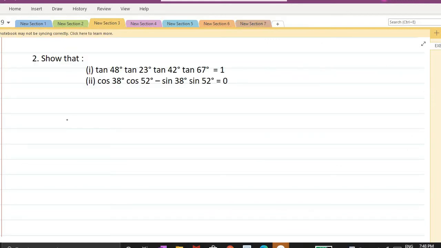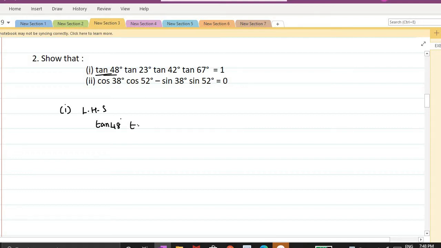Sum number 2: show that, first subdivision, tan 48 degree into tan 23 degree into tan 42 degree into tan 67 degree equals 1. So in the first subdivision, I am going to take the left hand side quotient. What is the left hand side given? Tan 48 degree into tan 23 degree into tan 42 degree into tan 67 degree.